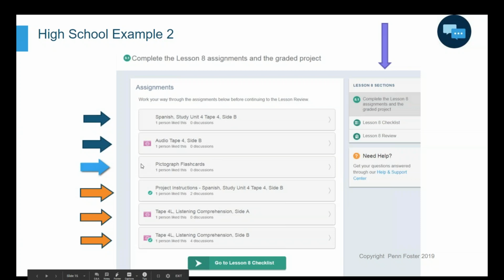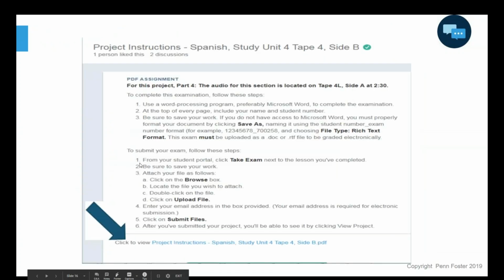Just to show this a little bit further, when you click on project instructions, this will be the page that you see. If the exam has an audio component, you'll be given a reminder up top about where to find the audio, which you can see. It'll give you steps to upload your assignment. And then at the very bottom, you'll click on that link to view the actual exam questions.